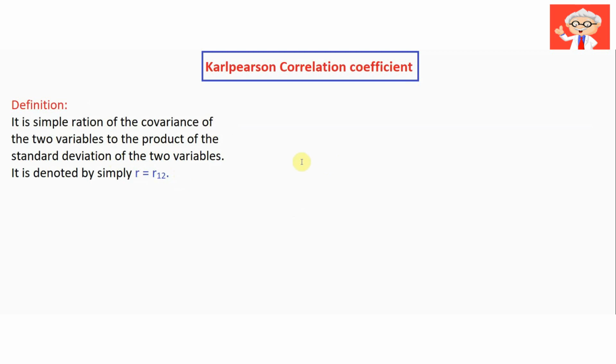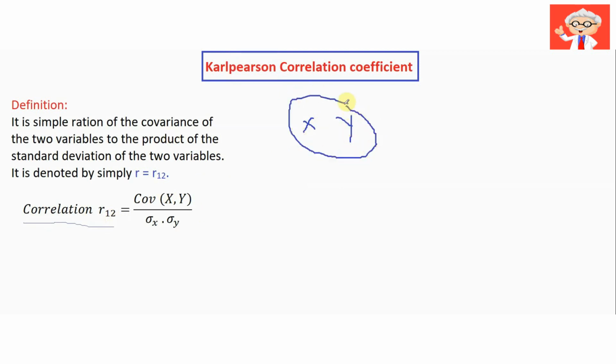Now let's see. Correlation is denoted by r1,2. Here 1 and 2 represent the two variables. We have one variable x and another variable y. So we are going to establish the correlation between the two variables x and y. So this is the simple formula of the correlation.